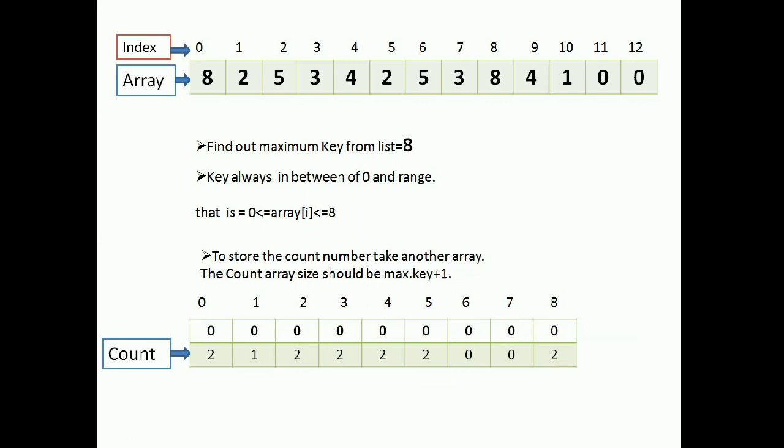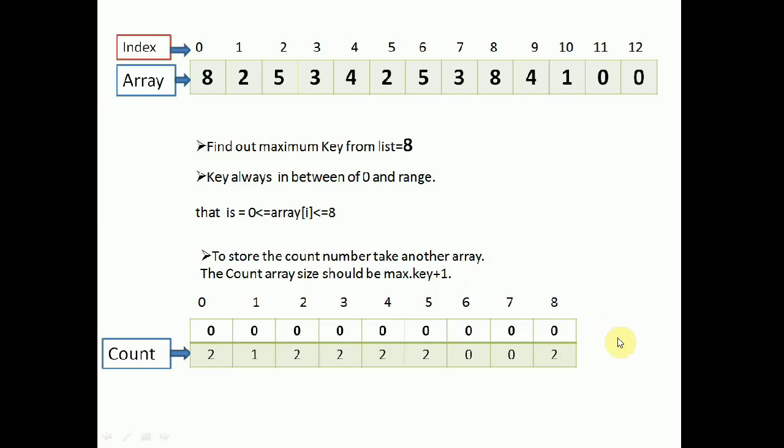I hope you understood. We are taking a sample list of elements. We are just counting how many times a number, or key, is repeated in the list, and we write that number of times in the count array. The count array is a temporary array. That array is always of size maximum number plus 1. Maximum number plus 1 is 9, so 9 locations. We start from 0, so that's why we end up with 8.